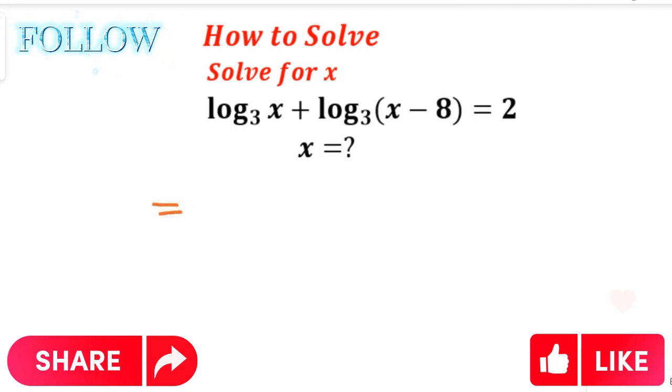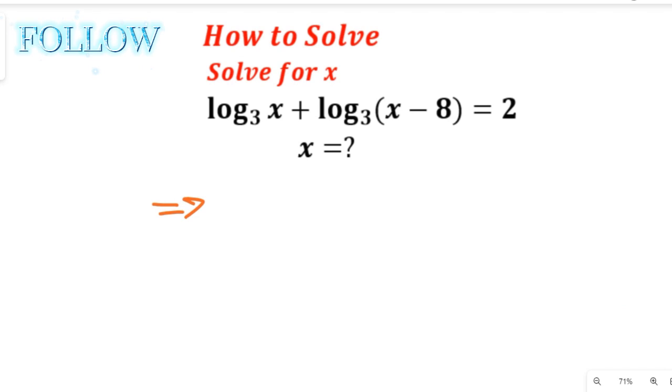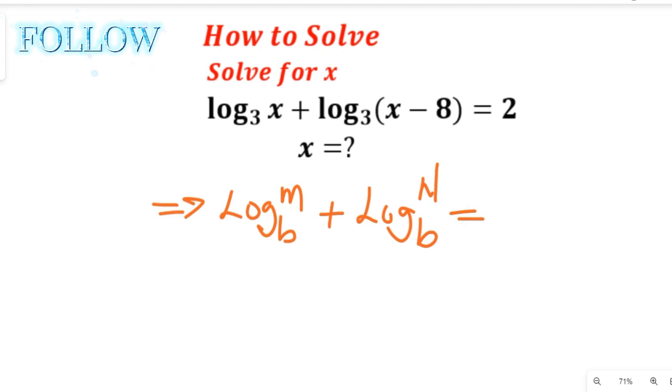From the product law, if we have log of m base b adding log of n base b, as long as they have one common base, this will give us the log of m multiplied by n, and both of them will have a common base b.